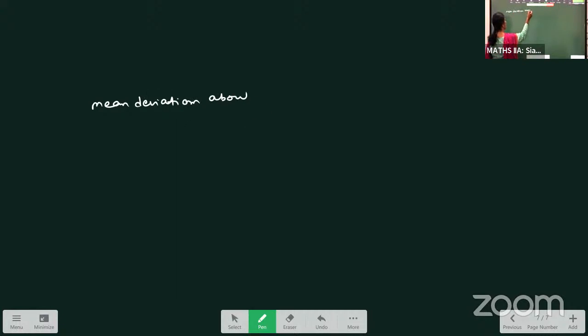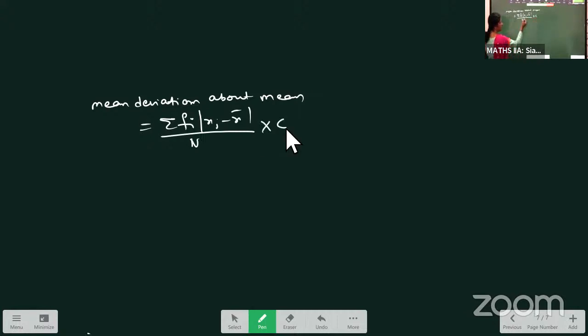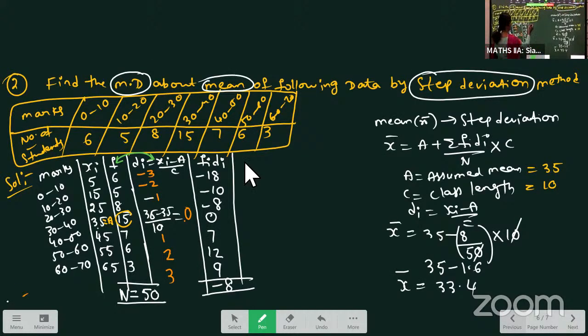So, the mean deviation about mean formula: Sigma Fi mod Xi minus X bar by capital N into C. We want the Xi minus X bar column and the Fi into Xi minus X bar column. So we have to make two more columns. The first is the Xi minus X bar modulus column.